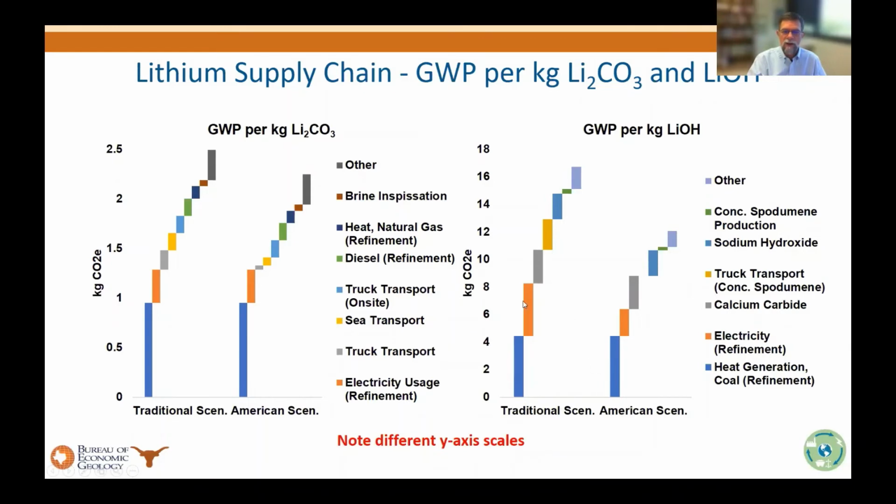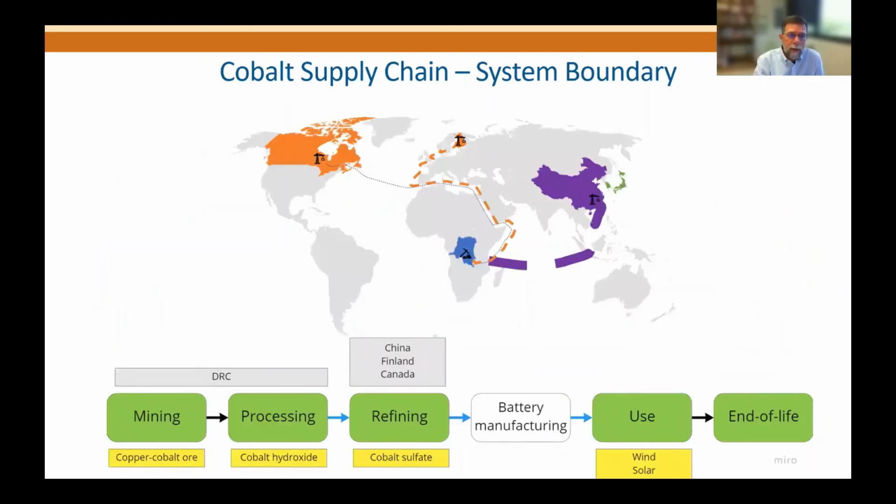As we move to the American scenario, we cut the electricity used for the refinement very, very low, and in some cases the truck transport actually goes down to zero for lithium. We do the same thing for cobalt, and here are the supply chains. The cobalt is being mined primarily in the Congo, but there is soon to be a facility opening up in Idaho here, possibly later this year. 90% or 95% or somewhere in that area of the cobalt is processed in China, and then it is sent back over to North America to be used. So it's basically the DRC to China.